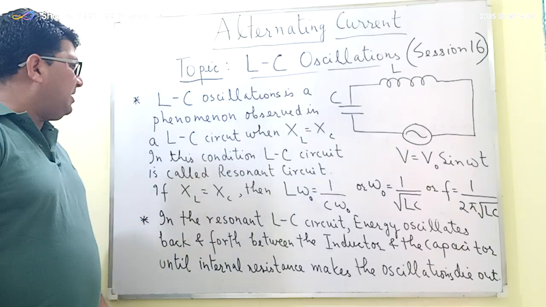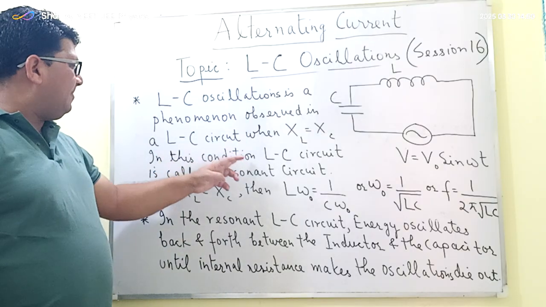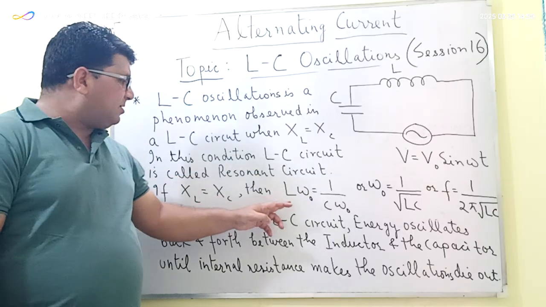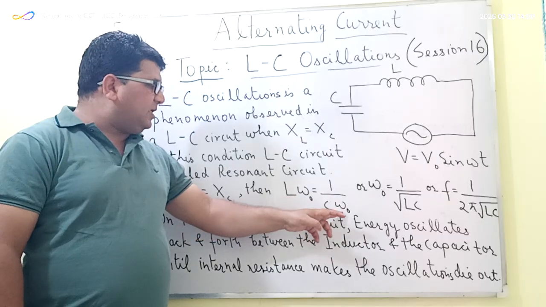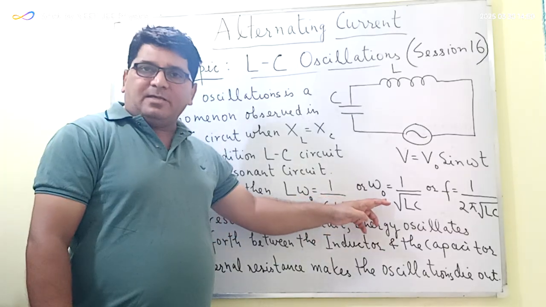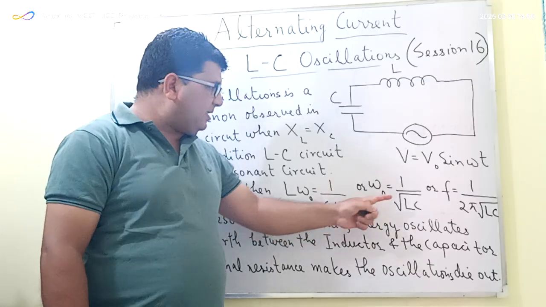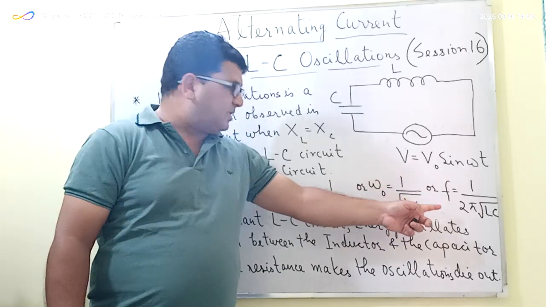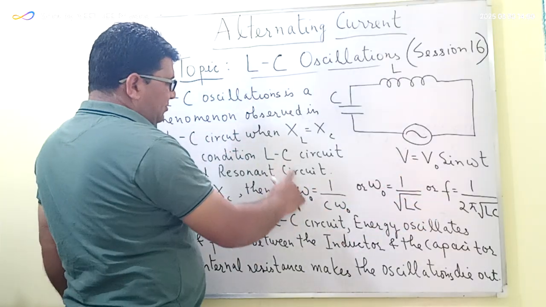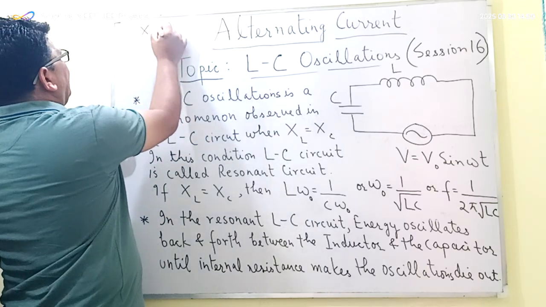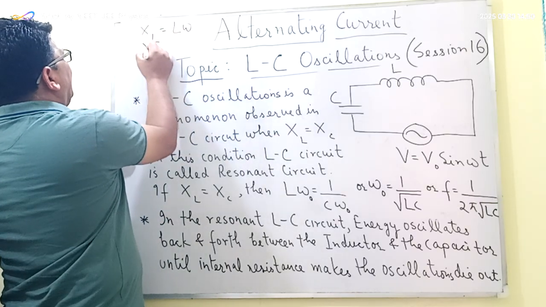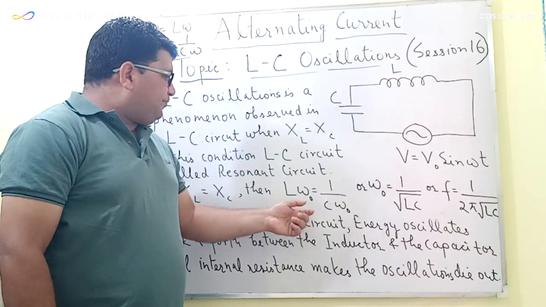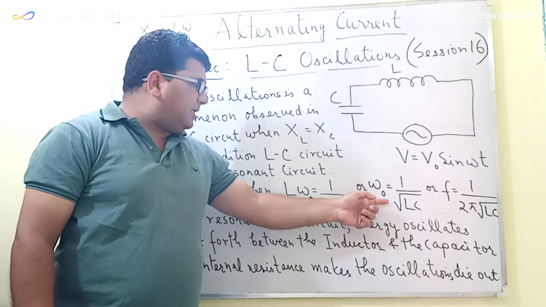So in this condition, that is when XL is equal to XC, the LC circuit is also called the resonant circuit. And when XL is equal to XC, then L omega naught will be equal to 1 upon C omega naught, where omega naught is the natural frequency of this resonant circuit and F is the oscillation frequency of this resonant circuit. Now from this formula, since the inductive reactance XL is equal to L omega and XC is equal to 1 upon C omega, here omega naught is the natural frequency.